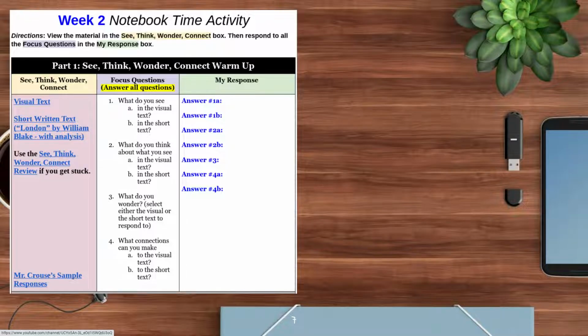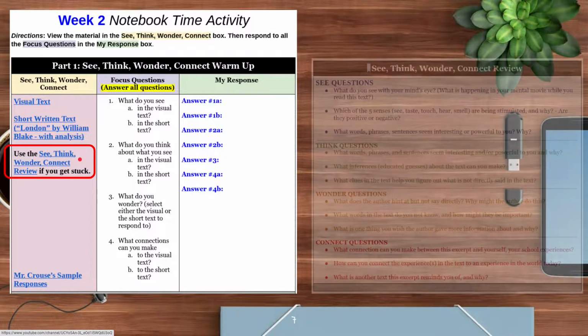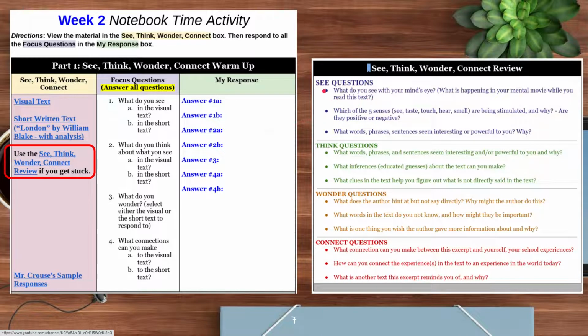If you get lost with the See, Think, Wonder questions, you could always click on the See, Think, Wonder, Connect Review, right? Remember last week, every time we did See questions, you had 3 options. The Think questions, you had 3 options. So those are there for you, hyperlinked within the document, just in case you need them.